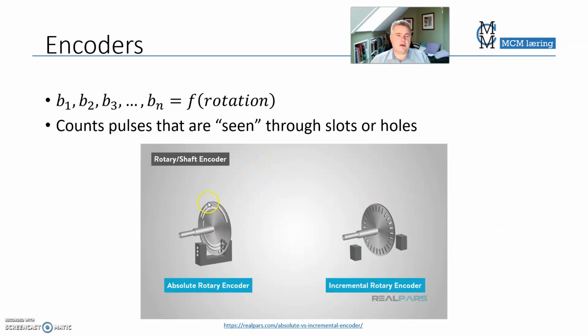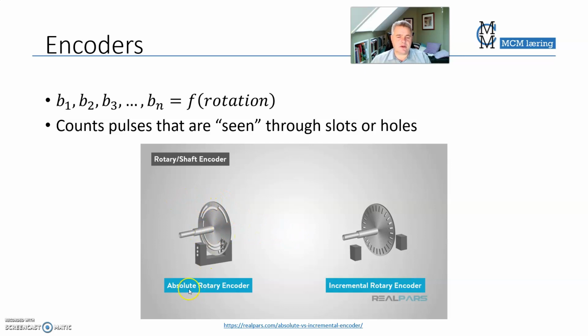Encoders are used to count the rotations of a disk. Of course, this disk can roll along a board or something, which means that it can measure distance.